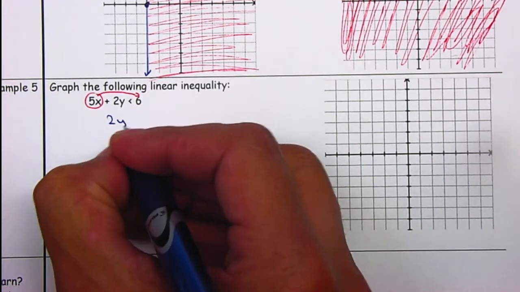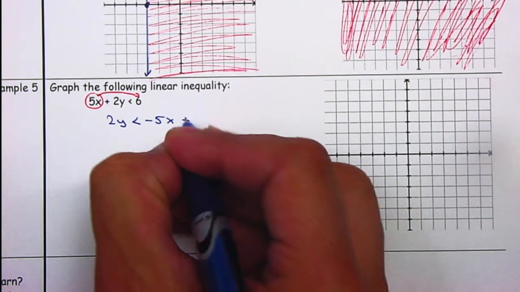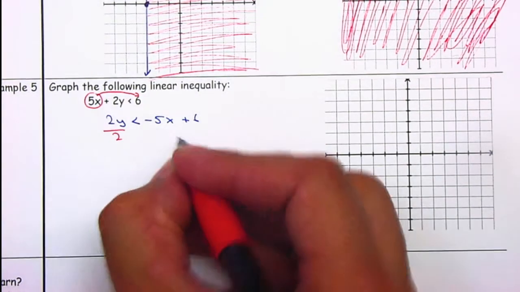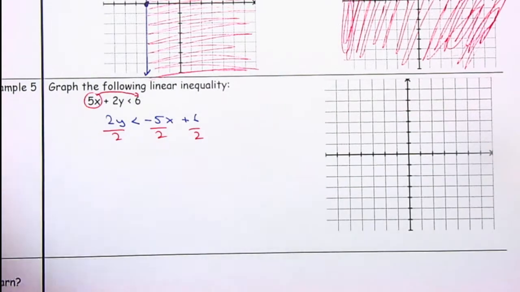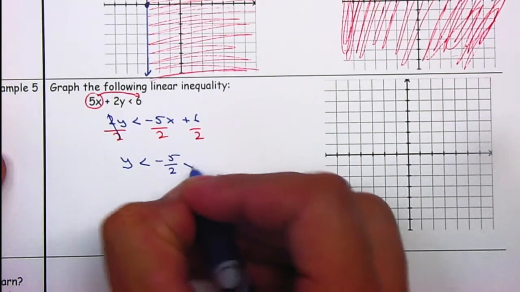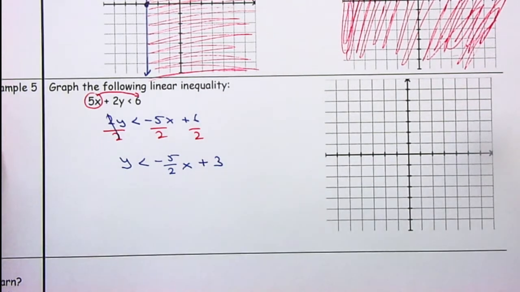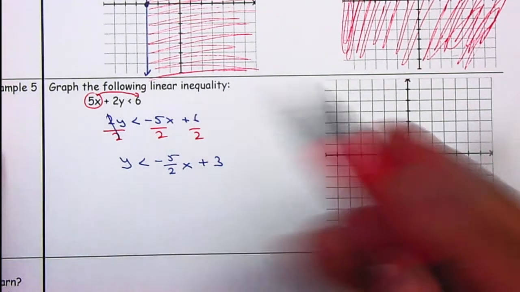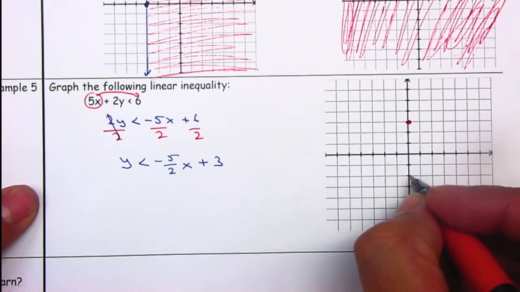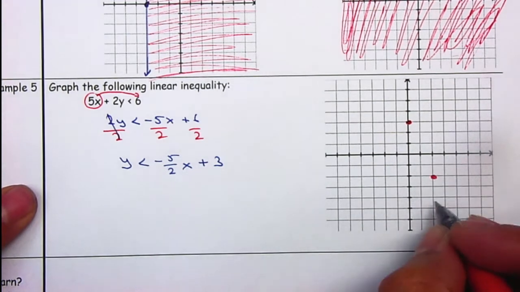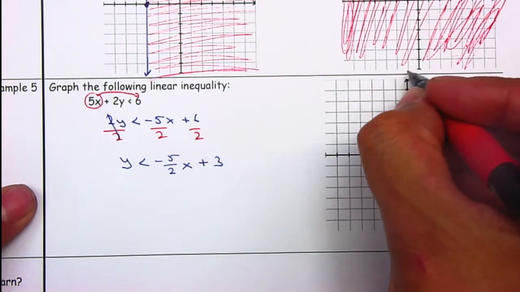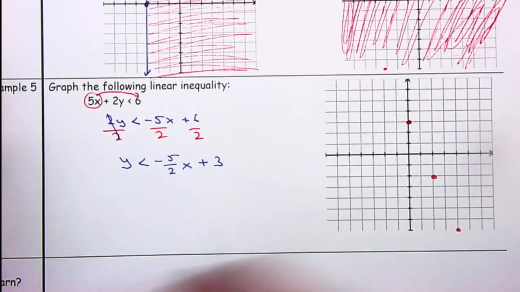So we have 2y is less than negative 5x plus 6. I'm going to divide by 2. The 2's cancel. So we have y is less than negative 5 over 2 x plus 3. The y-intercept will be 3. My slope is negative, so I'm going to go down 5 and to the right 2. I can do the opposite, and it'll be right over here.